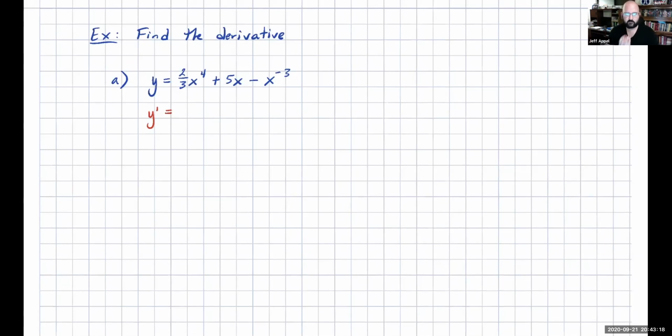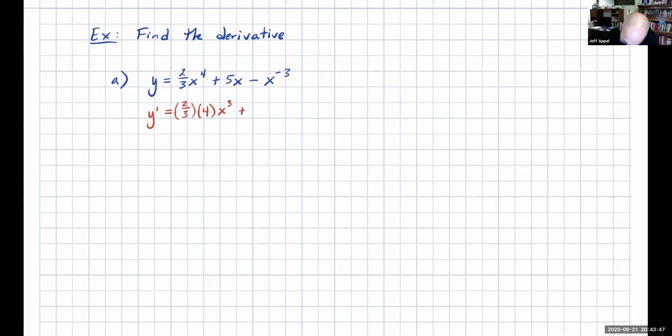Okay, so first piece, 2/3 x to the 4th. So I see a constant being multiplied to this of 2/3, and I see a power of 4. So what I'm going to have to do is have my 2/3 out front, and then multiply that by the 4 that's moving down from the power rule. And then I have x to the 3rd power, replace it by 1 less. And we'll clean all this stuff up at the next step.